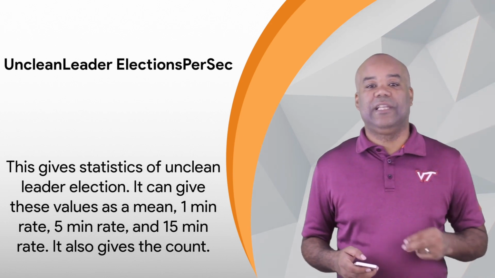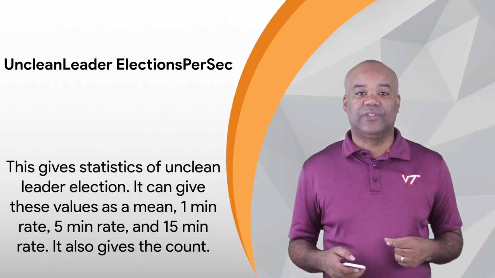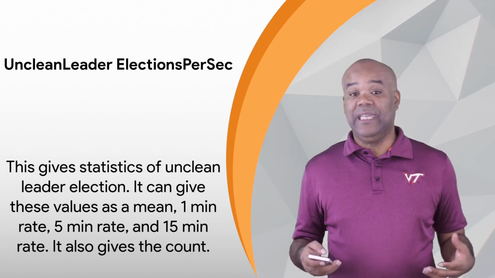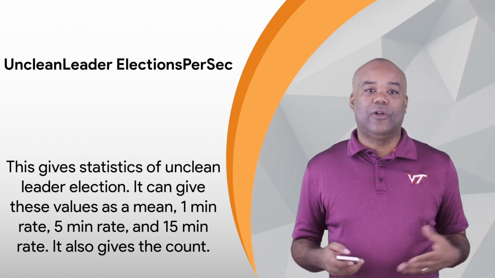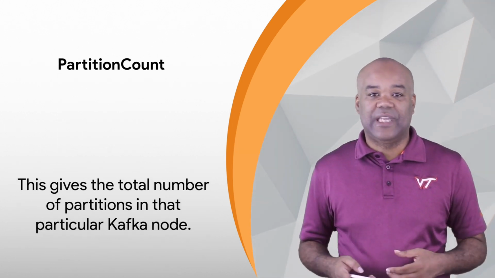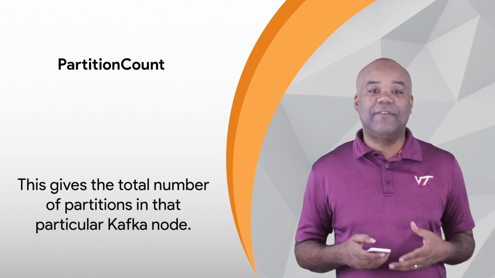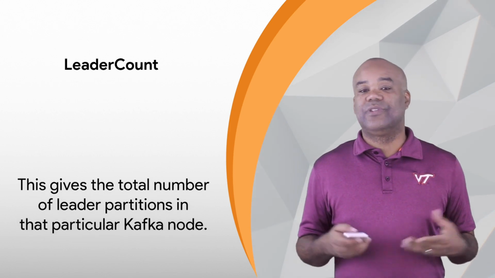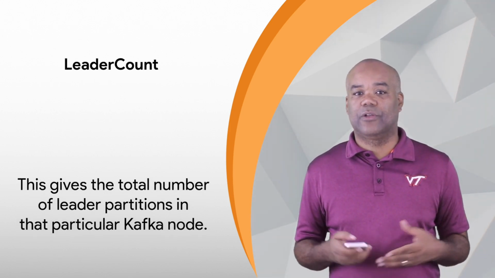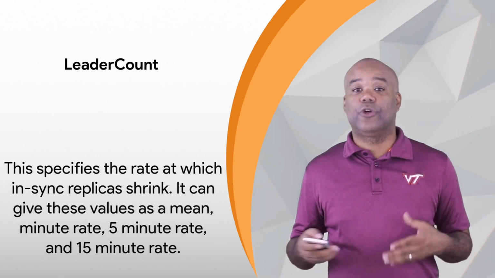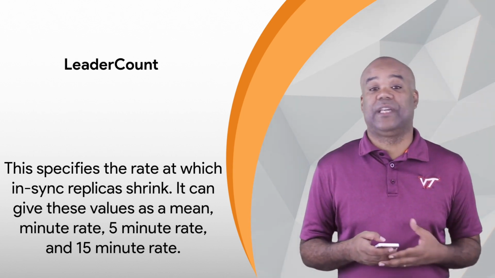We have unclean leader elections per second, which is a statistic of the unclean leader elections. And it can give these values as a mean, 1-minute rate, 5-minute rate, 15-minute rate, etc. It also gives a count. We have the partition count, and this gives the total number of partitions in that particular Kafka node. There's the leader count, which gives the total number of leader partitions in that particular Kafka node. There's ISR shrinks per second, which specifies the rate at which in-sync replicas shrink.